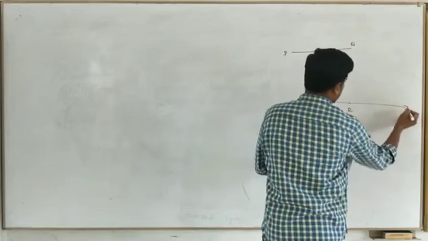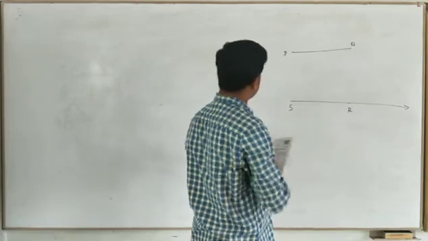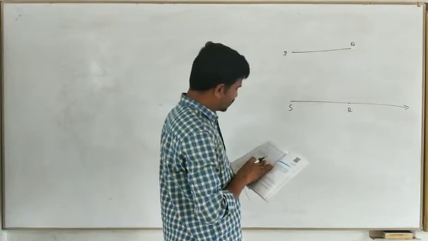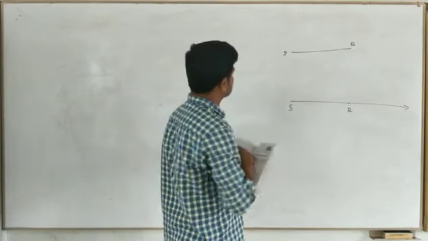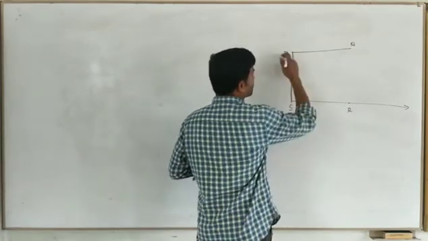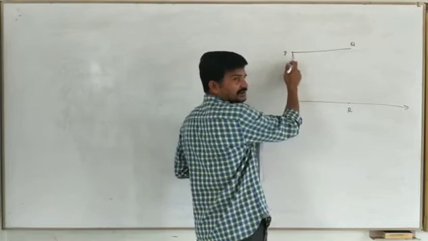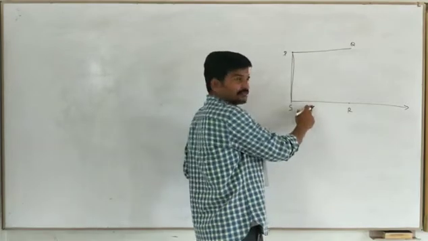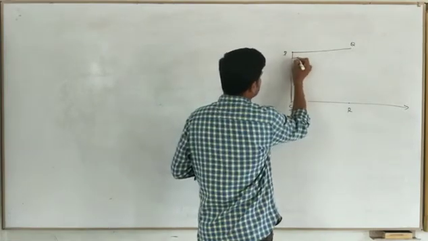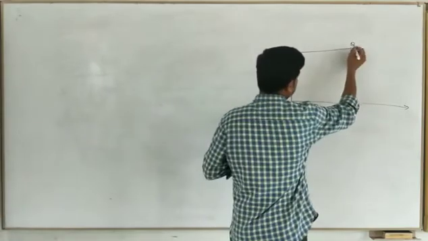This is R, and one more thing he has given: PQ is perpendicular to PS. If you join PS, this is perpendicular to this. When this is perpendicular to this, obviously this is also perpendicular to this, because these two are parallel lines. It may be helpful for us, so keep that point in your mind. He has also joined QR here.